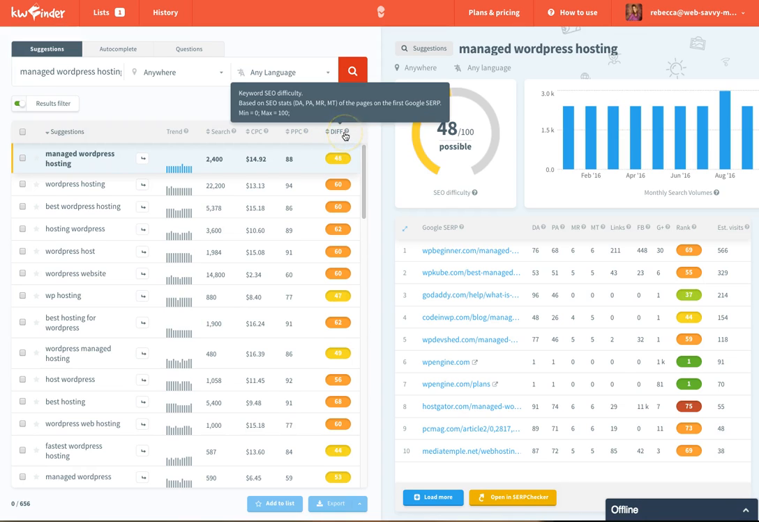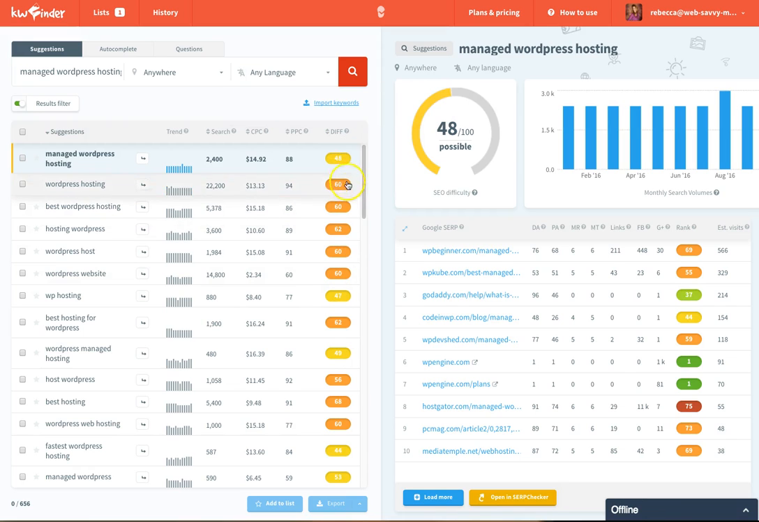Now we come over to keyword difficulty, which takes into account a number of factors, which are these guys on the right-hand side. It's going to look at domain authority and page authority and Moz ratings and things like that. So this will show you what your chances are of potentially ranking on it. And it's not your chances for your specific URL, just in general.